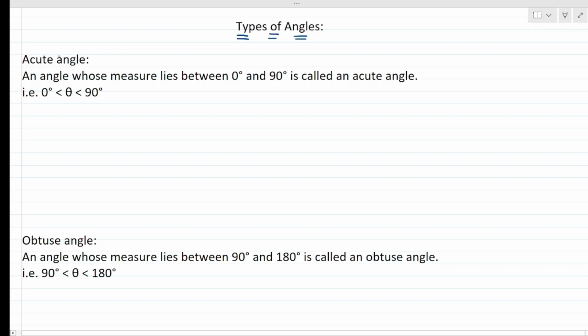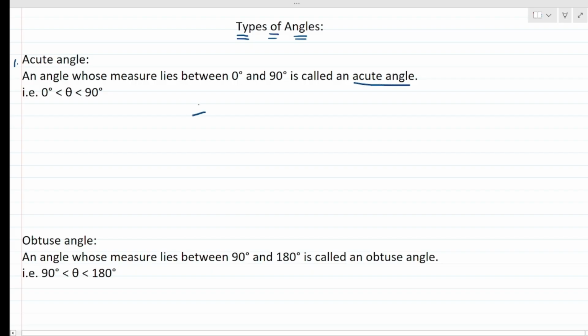Okay, so let's start with our first angle, which is the acute angle. An angle whose measure lies between 0 degree and 90 degree. That means this angle will be between 0 and 90 degree. That means it will be greater than 0 but less than 90 degree. This type of angle is called an acute angle.